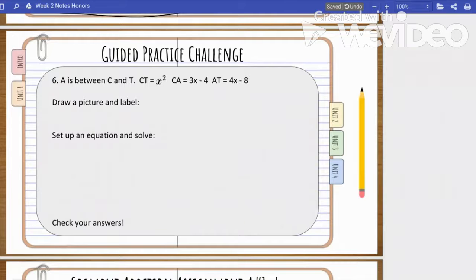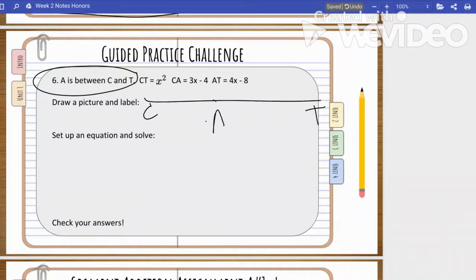Okay, one other challenge problem. Draw a picture. A is between C and T. So we got C, T. A is somewhere in between. Does it mention anything about a midpoint? No, so we're just going to put A somewhere. I'll put it right here.